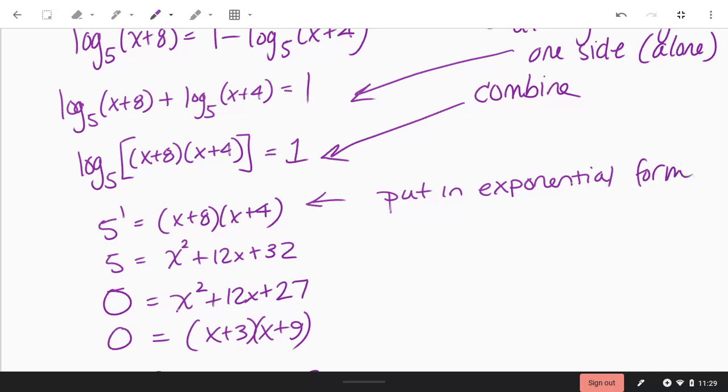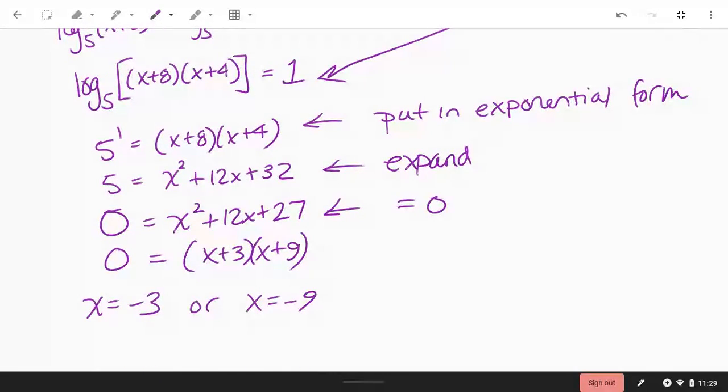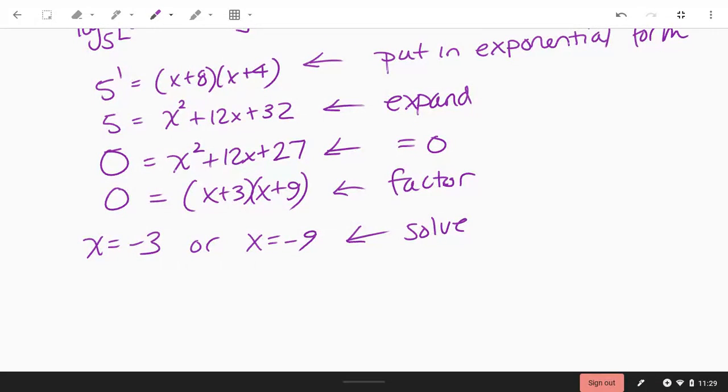And then we expand. We want to get it set equal to 0, factor, and then we solve. Okay, now here's the kicker on these. You're going to have possibly extraneous solutions. Okay, so we want to check because you can't take the log of a negative number.